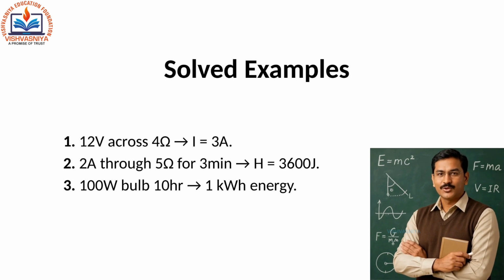Solution: H is equal to I squared R into T is equal to 4 times 5 times 180 is equal to 3600 joules. Example 3. A 100-watt bulb is used for 10 hours. Solution: energy is equal to power times time is equal to 100 times 10 equals 1000 watt hours is equal to 1 kilowatt hour.